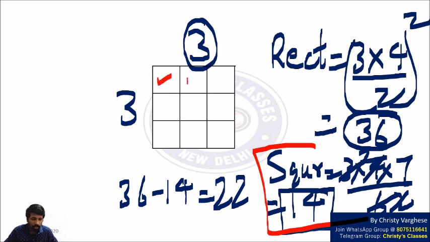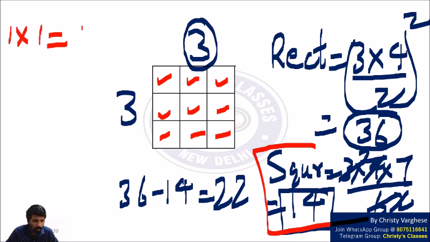Square number: 1, 2, 3, 4, 5, 6, 7, 8, 9. That is the 1 by 1 squares. And now I will teach you how that formula comes. 1 by 1 squares are 9 in number, or I can say 3 square in number.